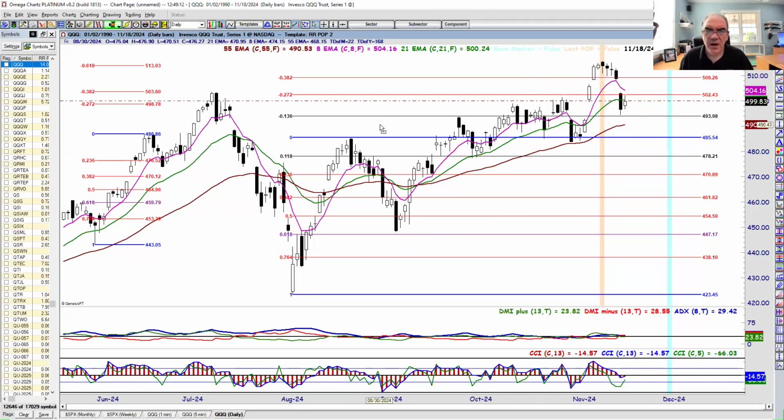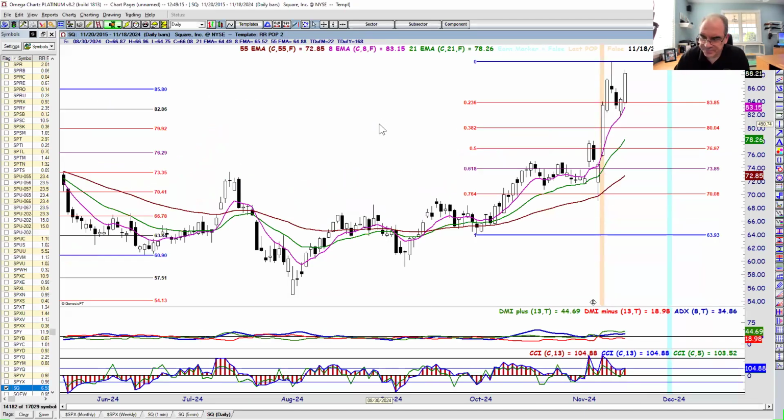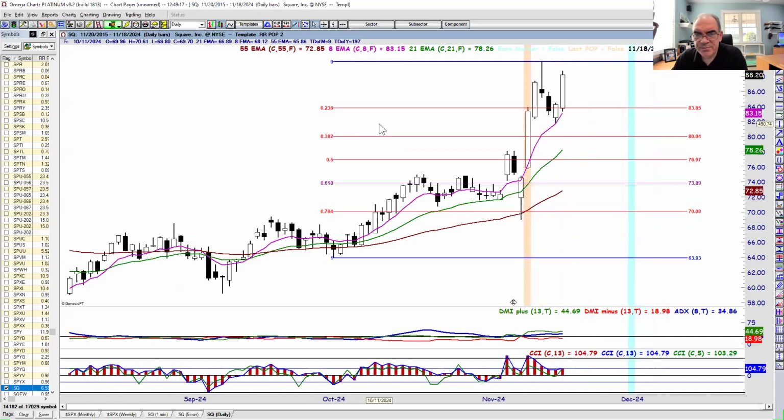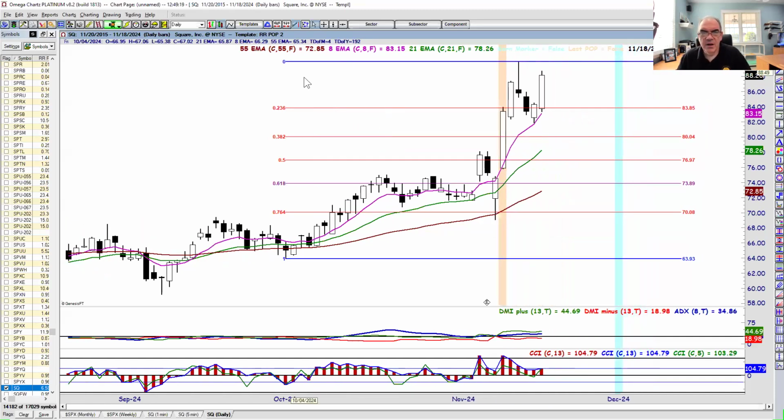Let me know. Square, SQ. Too hip to be square. Today was the day. I took a trade on Square today on that bounce. We need the pullback to the 84 or the breakout of the 90, one or the other. But that was a today trade, Gene, on Square.